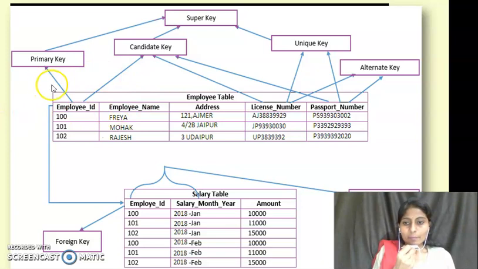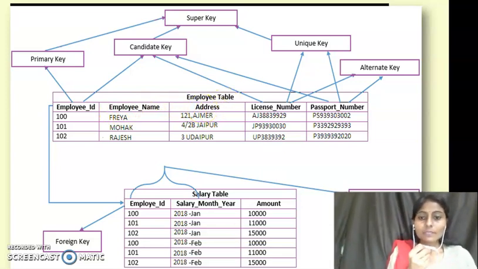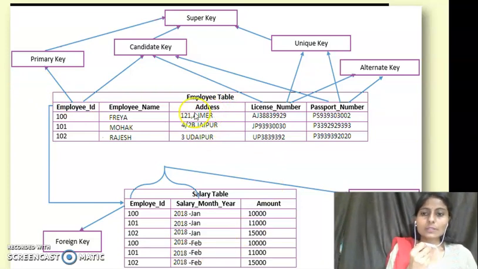Now if the employee ID field is not available in the table, then in that case we can create a combination of two columns or more in a table, and that combination of two columns or more than two columns will play the role of the candidate key.